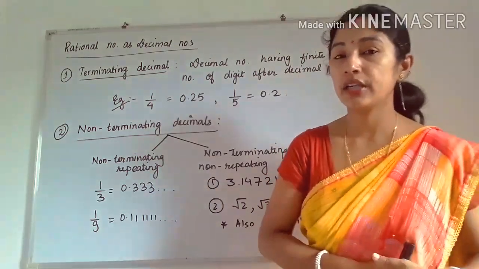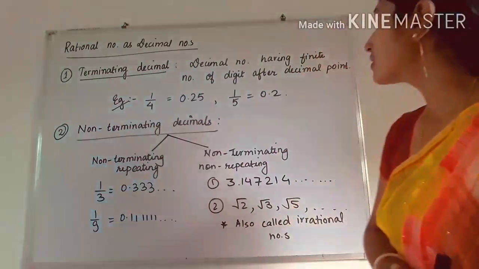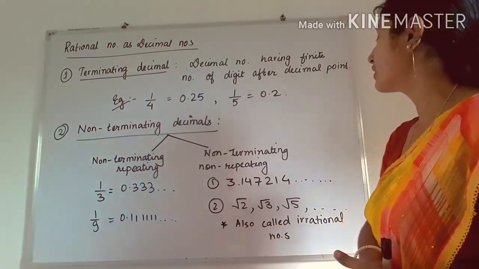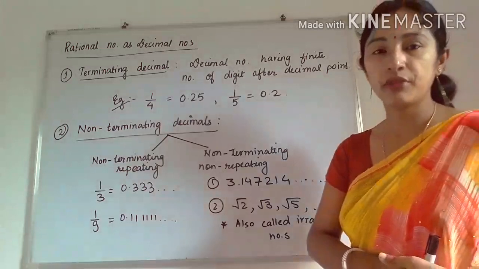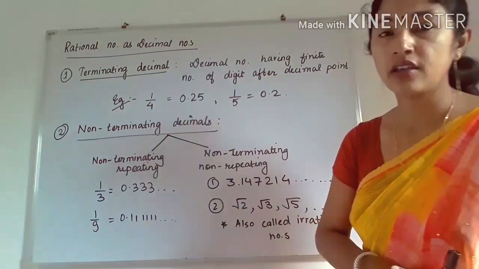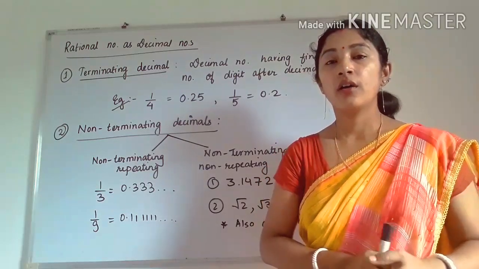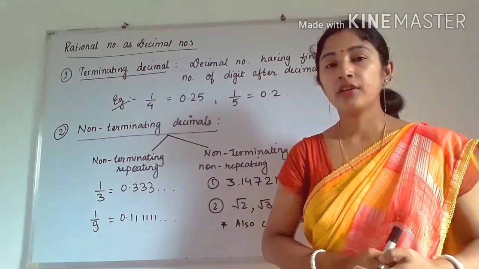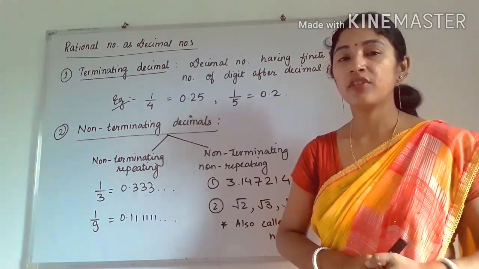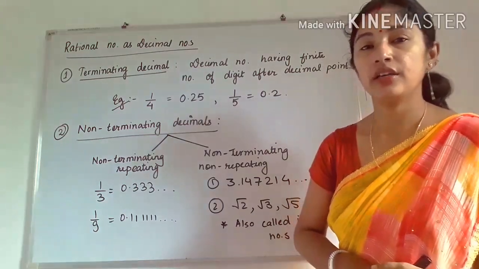So what are terminating decimals? Decimal numbers having a finite number of digits after the decimal point are called terminating decimal numbers. That means if in a decimal number there are a finite number of digits present after the decimal point, then that type of decimal number is called a terminating decimal number.